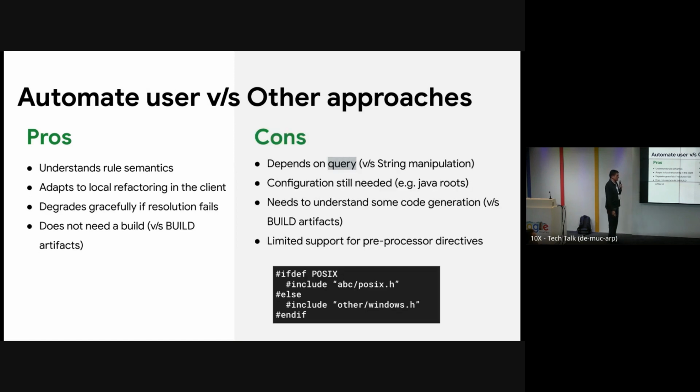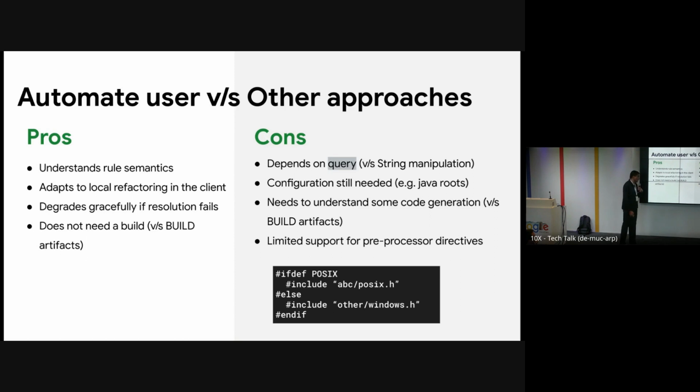The downside of this is that it depends on Bazel query. So interim versus string manipulation is fast, this is not as fast. We still need some configuration. I need to know where the Java roots are, like Java code may be here, maybe there. It needs to understand some code generation. Like if I have a gen rule which produces a foo.java, that's good. I can immediately see that it produces foo.java and I'm done. But the problem is that foo.java hopefully is in the same package. I don't know till I execute the gen rule, but I don't want to execute the gen rule because it slows things down.